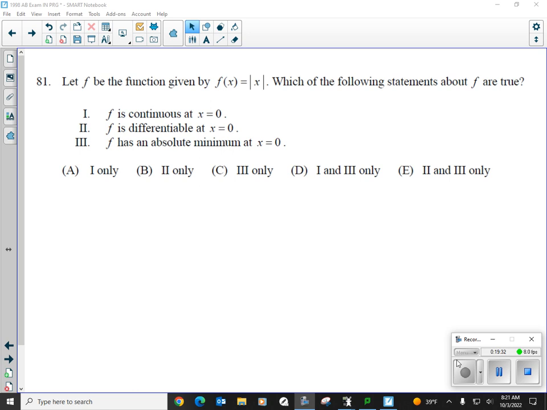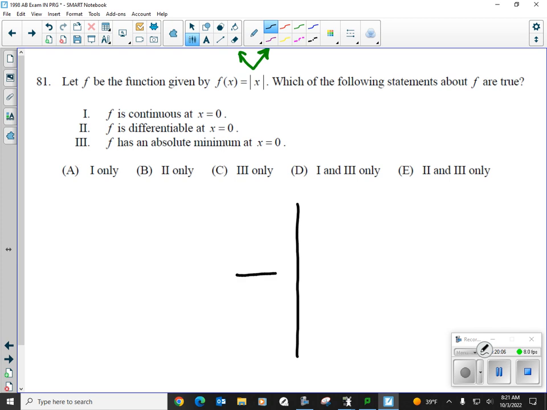81. 81 says, let f be the function given by f of x equals the absolute value of x. Ooh, that looks like a V. Absolute value looks like a V when you graph it. Which of the following statements about f are true? Again, earlier they asked us what was false. Now they're asking us what's true.